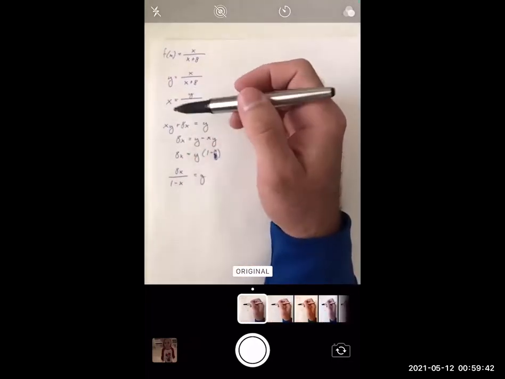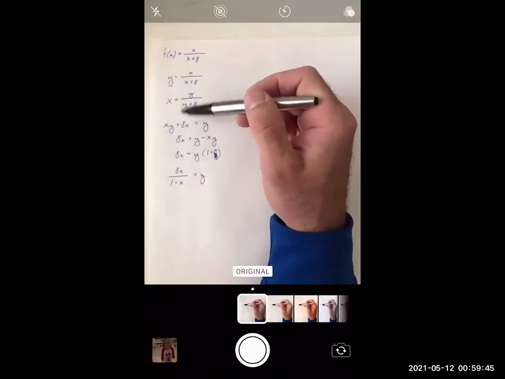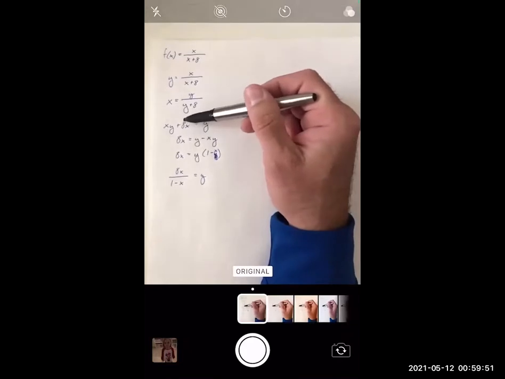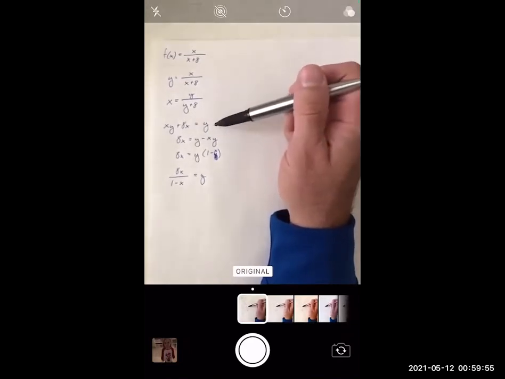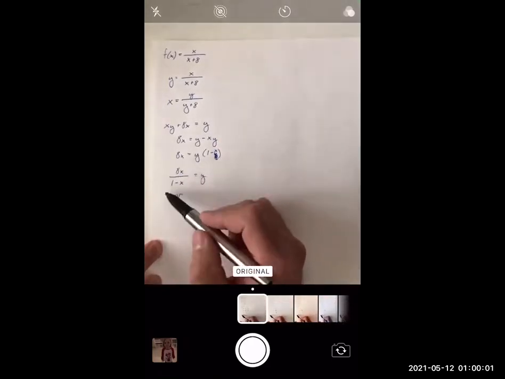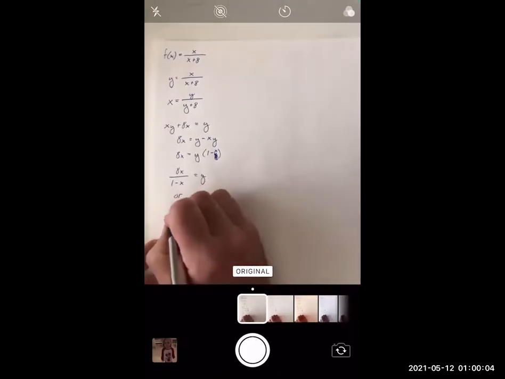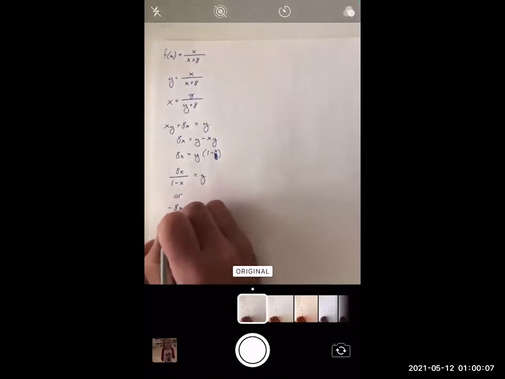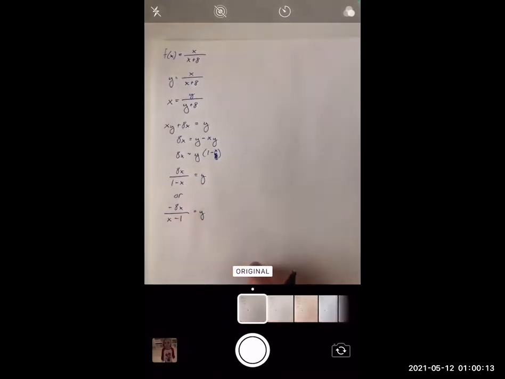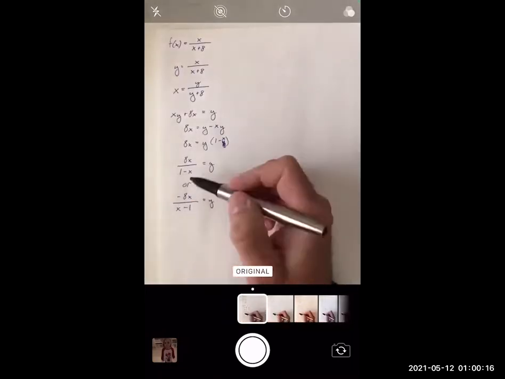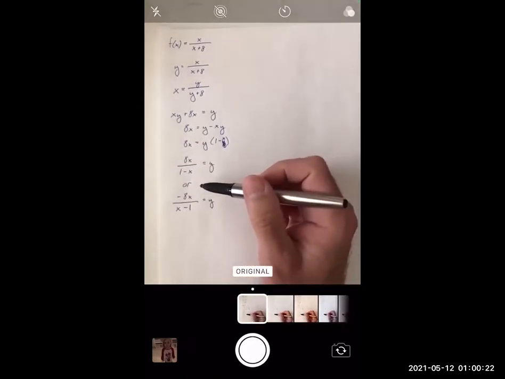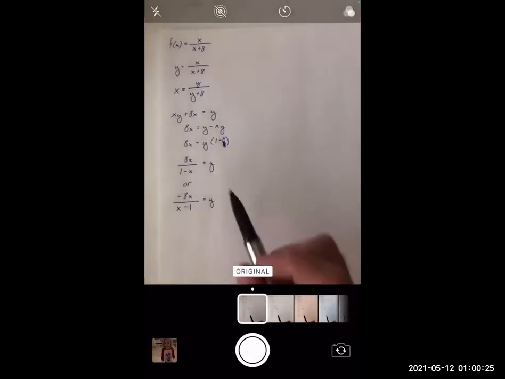There's another answer you could give too, and it just depends on what you do here. Some people would move the xy over to the right. Others will take the y and move it over to the left and put the x on the right, which is totally fine. Pretty much everything would be in the same place, but it would just be negative. So you would have negative 8x over x minus 1. Either answer is totally fine. They're both equivalent, so both are acceptable.